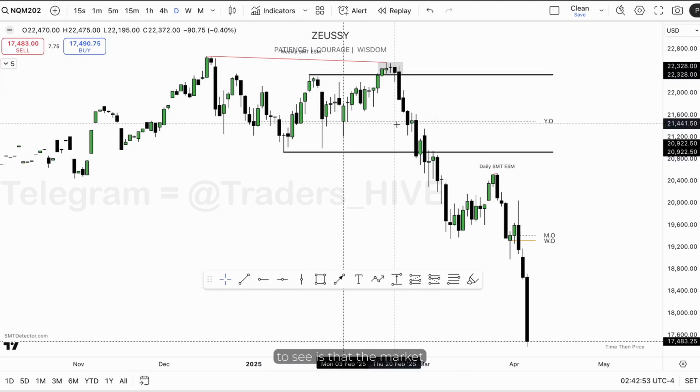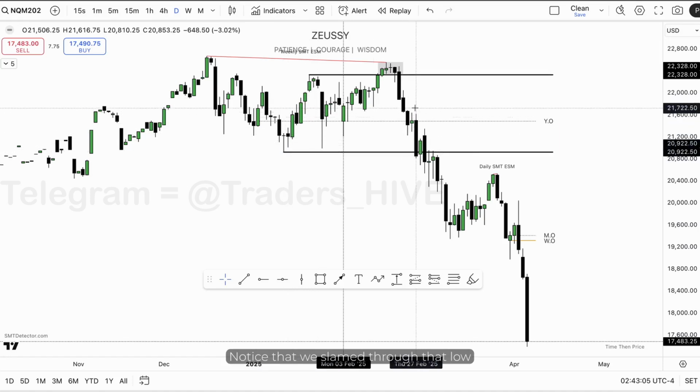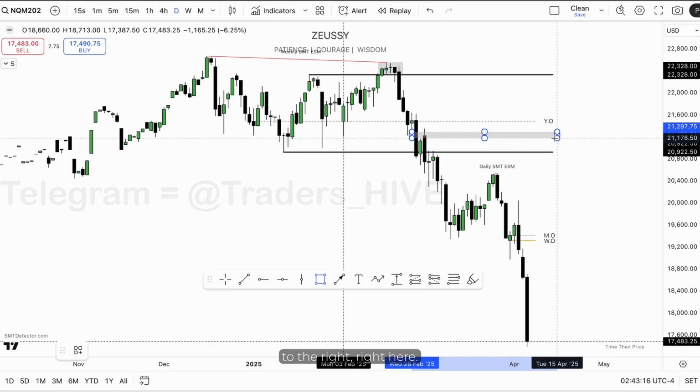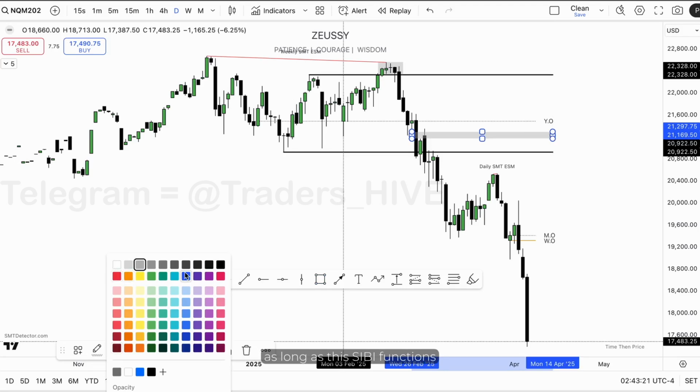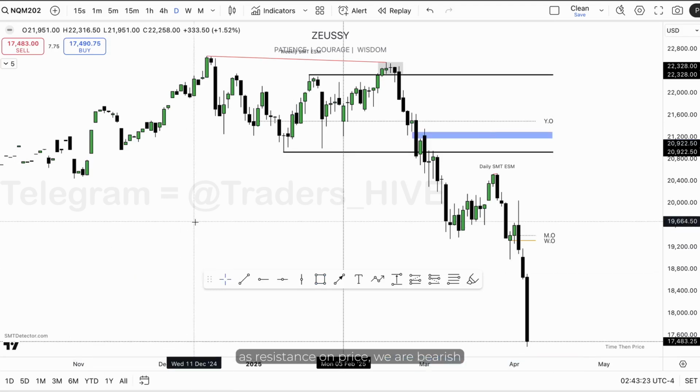So what I would like you to see is that the market failed to utilize the January high as support on price and rolled over. What is it drawn towards? Well, the market is drawn towards January low, which is right here. Notice that we slammed through that low with this big Tenko candle, and we then see a CB get created. We can extend this CB to the right here. And the reason why is because as long as this CB functions as resistance from price, we are bearish and we are expecting lower prices to come in.